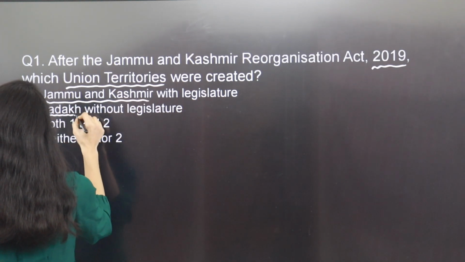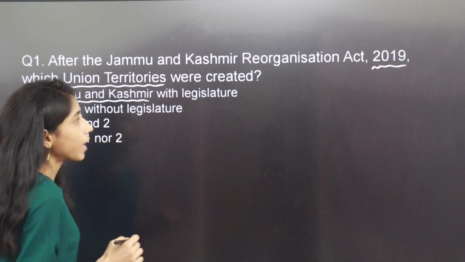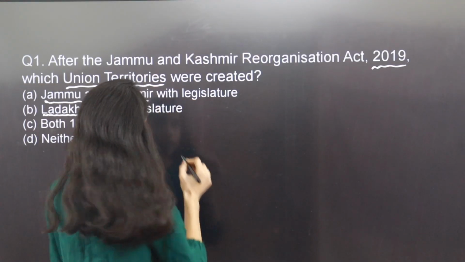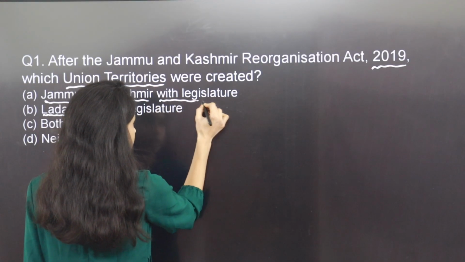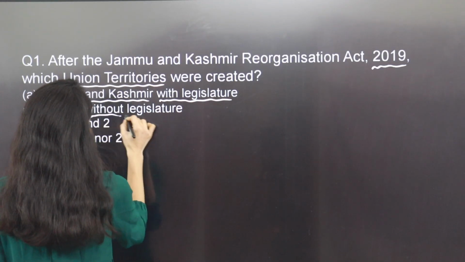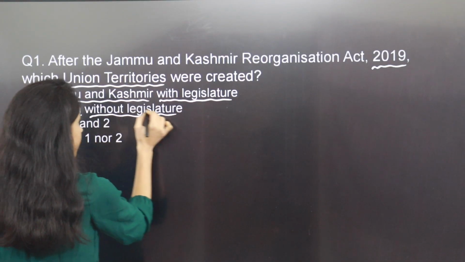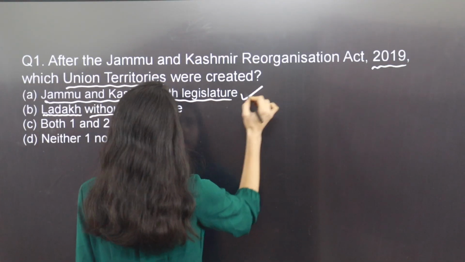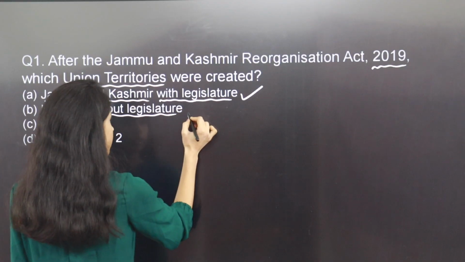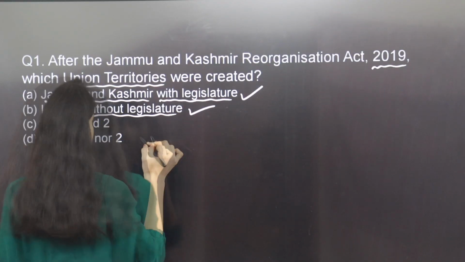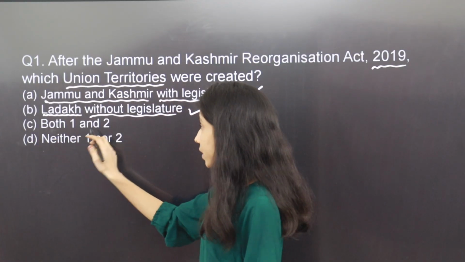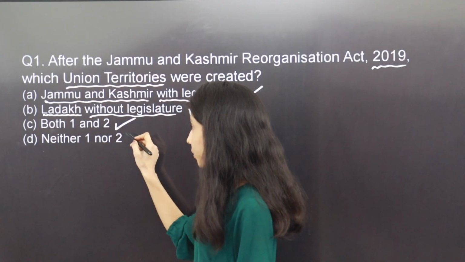Jammu and Kashmir and Ladakh. The tricky part in this question is this: with legislature or without legislature? So the correct answer is Jammu and Kashmir with legislature and Ladakh without legislature. So the correct option is option C, both 1 and 2.